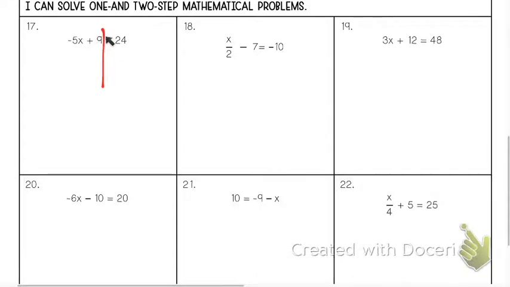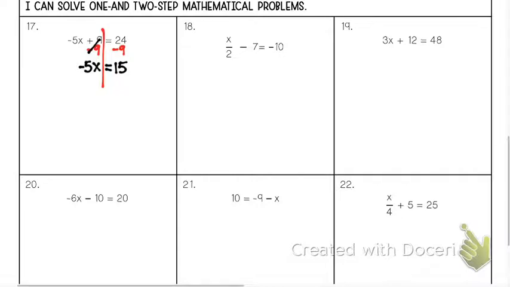And then I have a plus 9. Well, order of operations says I have to do multiplication first, then addition. But if I do order of operations backwards, I have to do this addition first, then the multiplication. So to get rid of addition, I go ahead and minus 9 from both sides. I then rewrite the left side, which would be negative 5x. 24 minus 9 will give me 15.